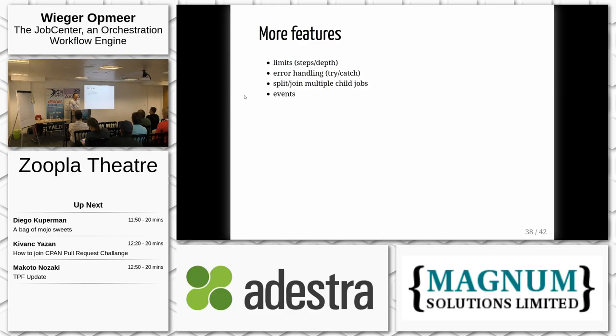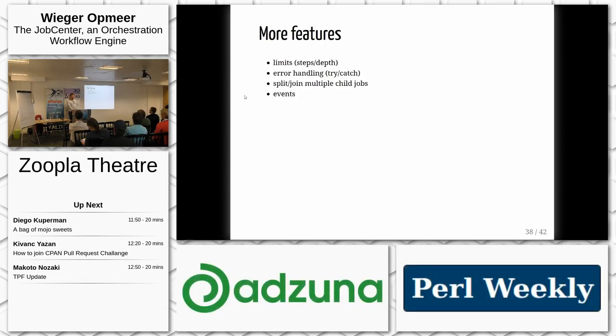We have error handling, a try and catch mechanism. If there's an error thrown by a worker or something happens in one of the Perl blocks, division by zero or something like that, an error happens, and then you either need to handle that or the workflow will just stop in an error state and that's it. So there's a try-catch mechanism there to get out of that.